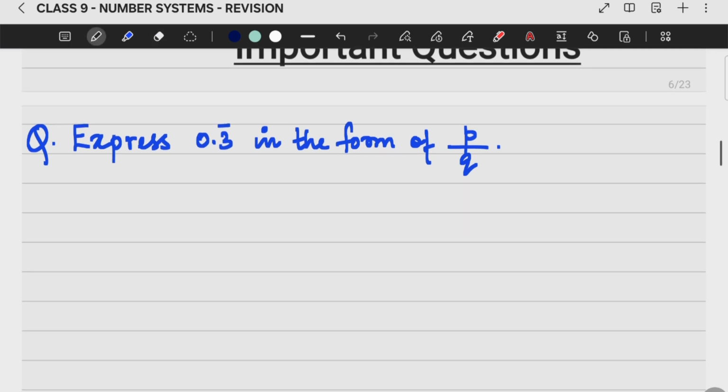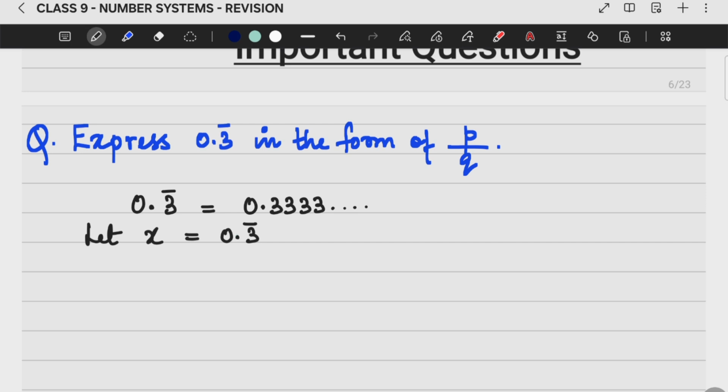Now, to begin with, what do you mean by 0.3 bar? The bar is just after the decimal point. So this refers to 0.3333 and it goes on. This is what it means when you say the digit 3 is repeating. The very first thing is, let x be equal to 0.3 bar. That is the given number.